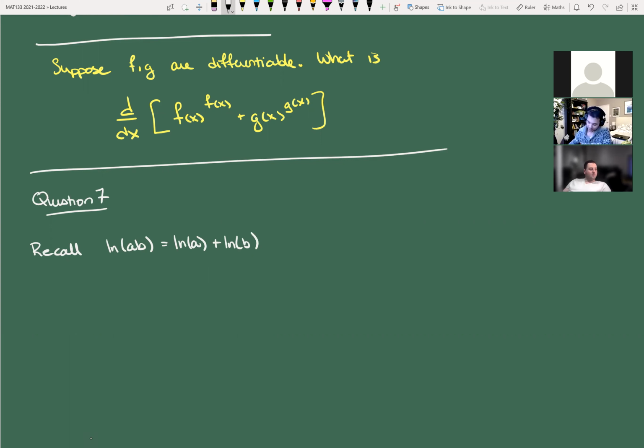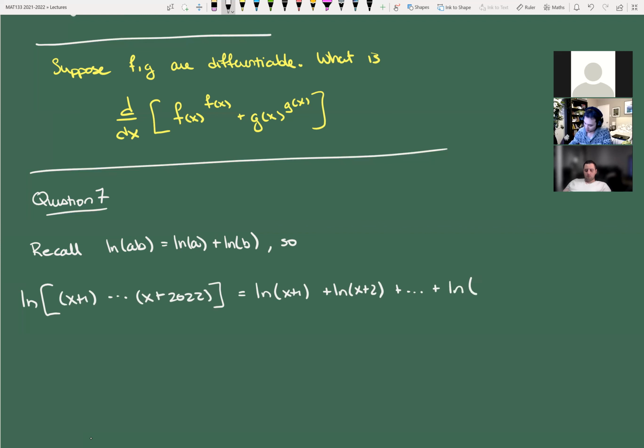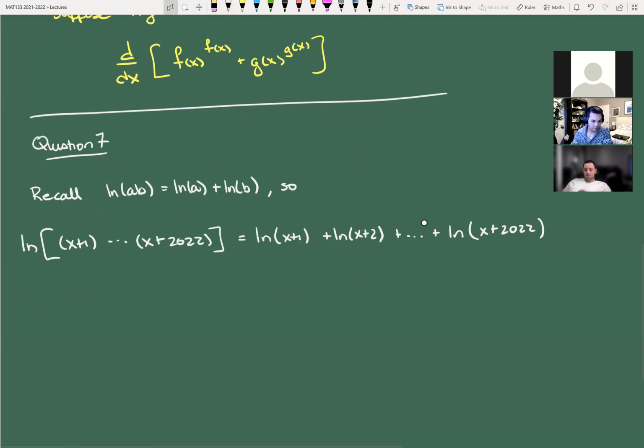And so ln of (x plus 1) through (x plus 2022) is ln of (x plus 1) plus ln of (x plus 2) plus ... plus ln of (x plus 2022). And now when you differentiate, Oh, Agam, as a previous thing? Yeah, let me check that in a second.